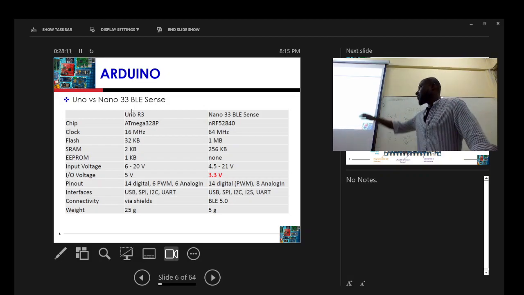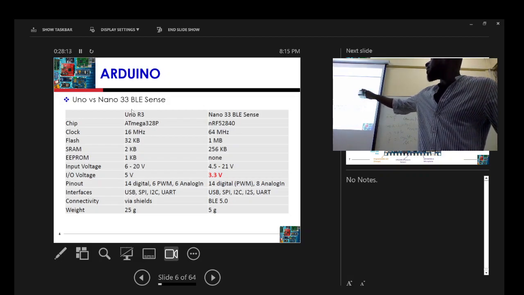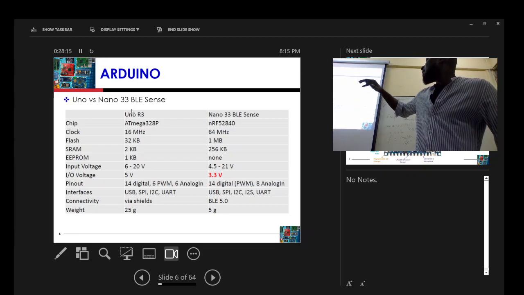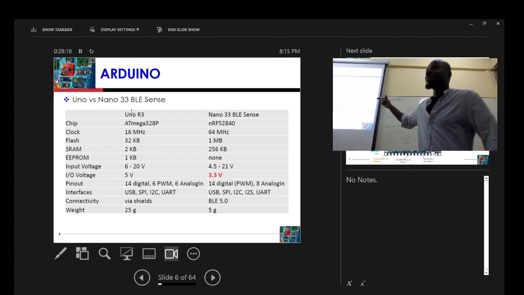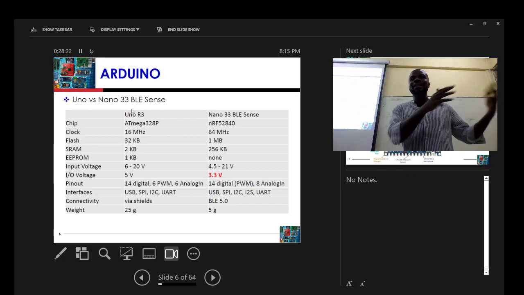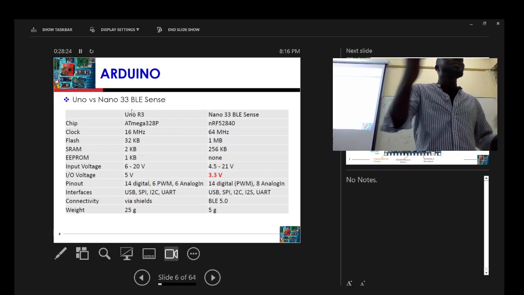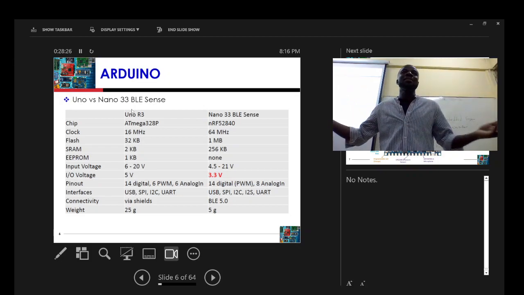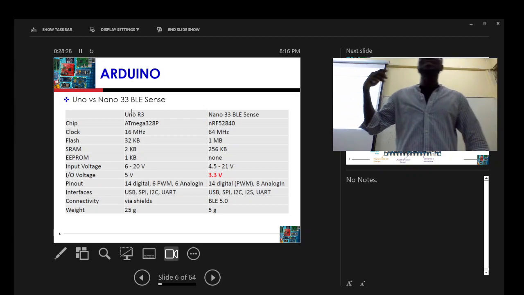Now, for the pinout, the Arduino Nano has 14 digital pins, and then it has 4 analog pins. You guys know what digital pins are, and you know what analog pins are, right? What is a digital pin?